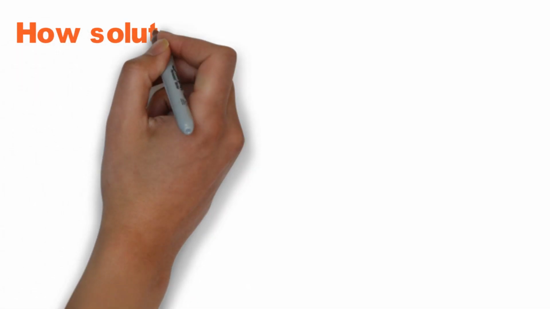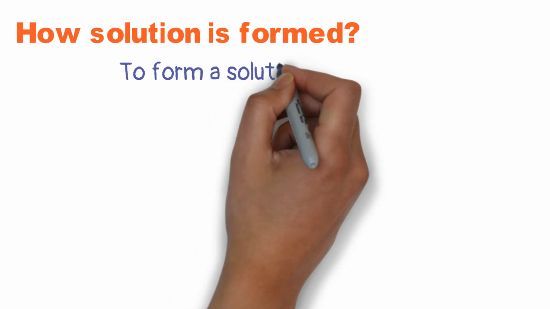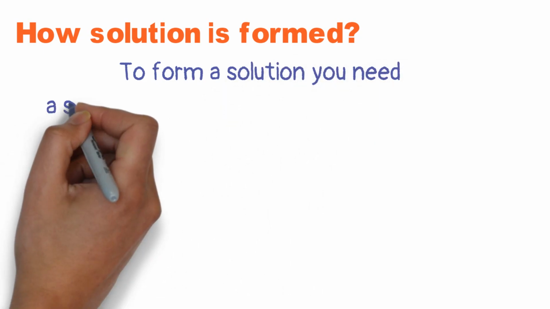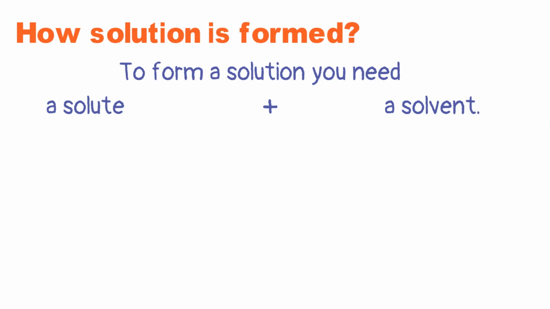Solution is also a kind of mixture, but the solution here is formed due to mixing two things, and they are the solute and the solvent. Again, the solution is formed due to mixing the solute and the solvent. What is meant by each one of them?